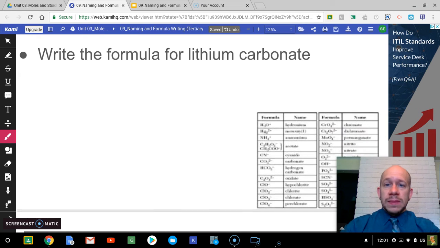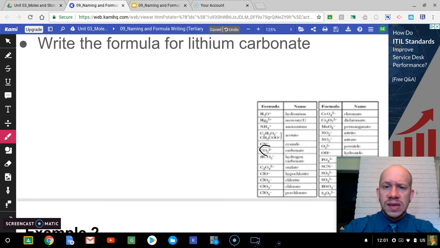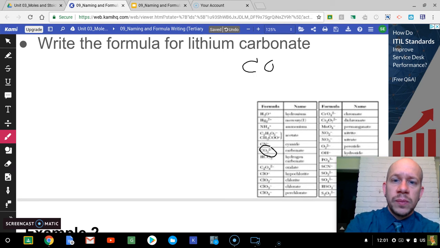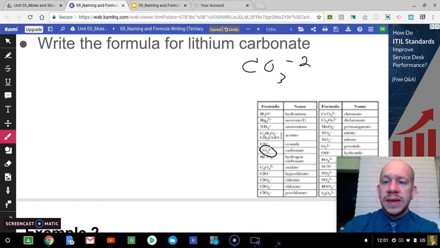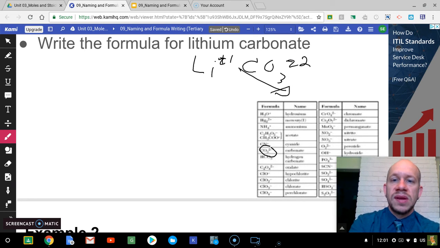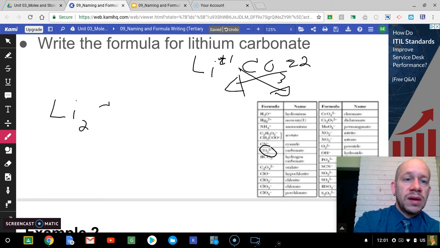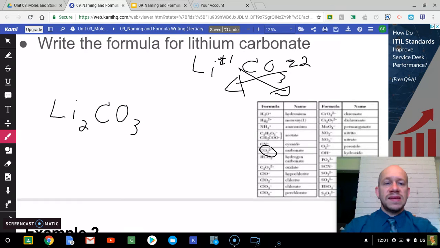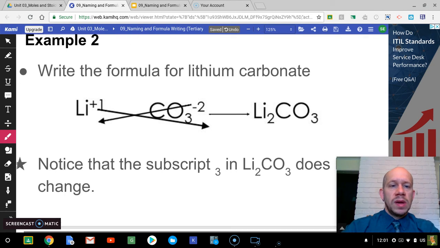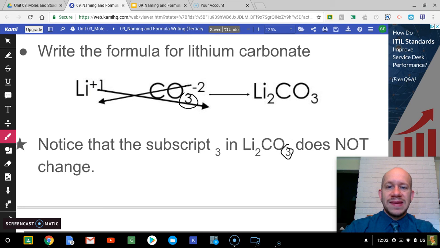Write the formula for lithium carbonate. Carbonate is going to be found right here on Table E. It is CO3 with a -2 charge. Lithium, you'll find on the reference table, is in group 1, so that means it has a +1 charge. We'll do our crisscross and reduce. So we'll crisscross. Lithium is now 2, and then carbonate is still 1, so we'll leave it as is. Notice that the subscript 3 in lithium carbonate does not change. I left the CO3 as is.